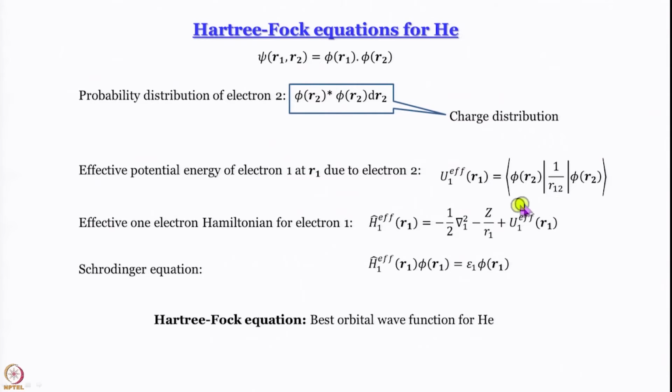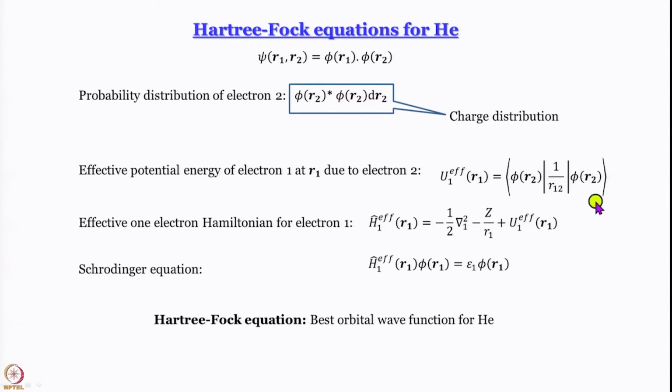We are at a very interesting juncture of discussing Hartree-Fock equations and how they are solved using self consistent fields. We have learned what Hartree-Fock equations are. We have written the Hartree-Fock equation for the helium atom, and while doing that we invoked an effective potential energy of electron 1 at its position r1 due to the presence of electron 2, and we wrote it as the integral of phi(r2) star multiplied by phi(r2) divided by r12 d tau.